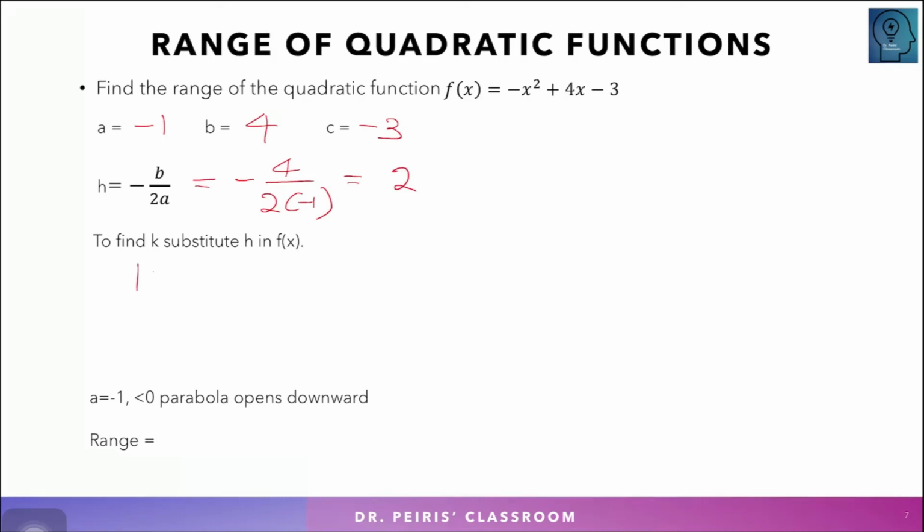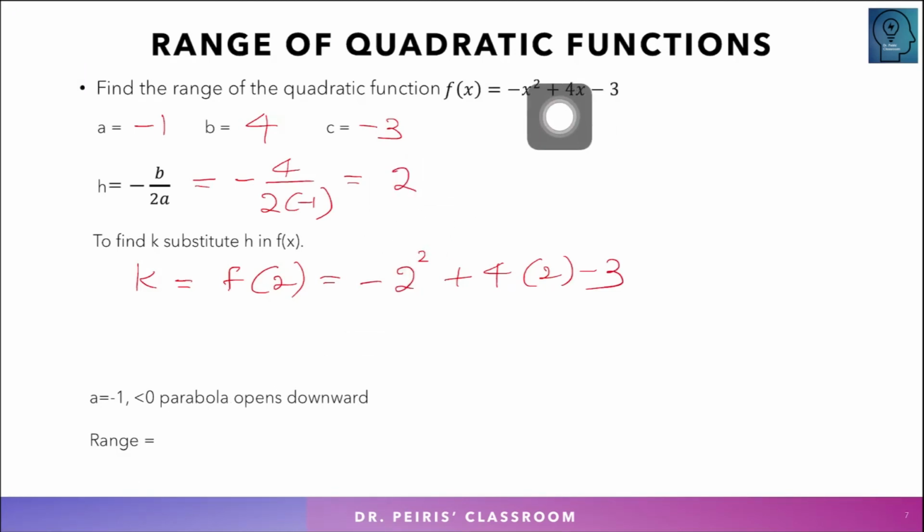To find the y coordinate, we substitute the value of the h into f of x. So x is equal to 2. Minus 2 squared plus 4 times 2 minus 3. So we substitute x equals 2 in this equation. The minus sign is outside, so that must be kept. 2 squared is 4, times a negative sign is -4. 4 times 2 is 8, minus 3. So this answer is equal to +1. So k equals 1, h is equal to 2.